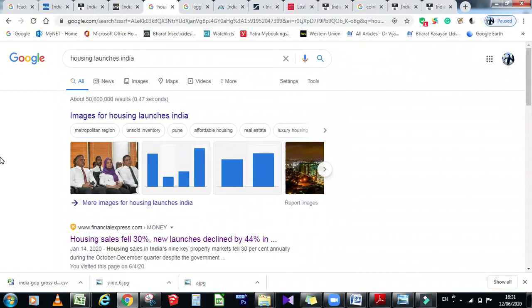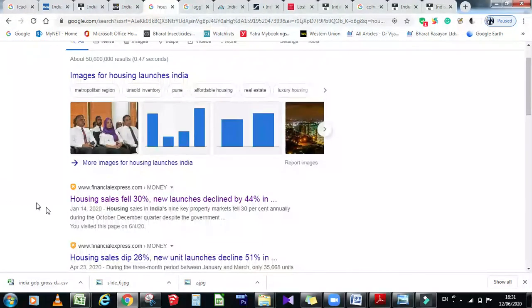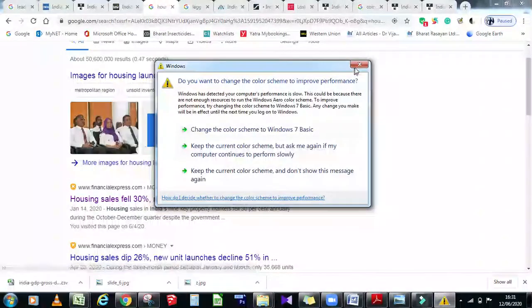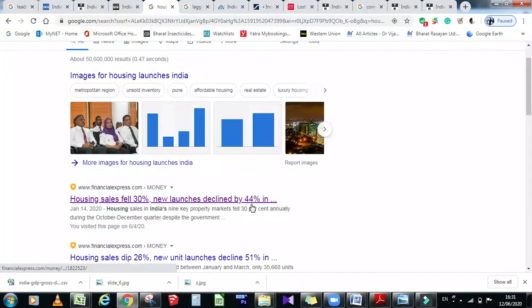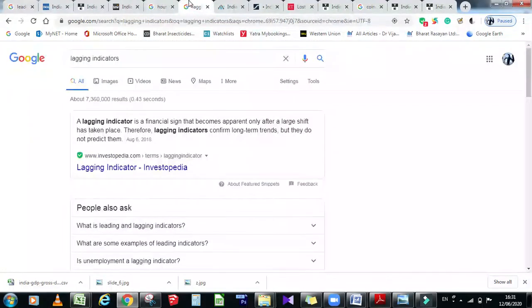But I couldn't find any website that provides the historical numbers, so you have to search in Google. At present, it says that housing sales fell 30%, and new launches declined by 44%, which is a very bad thing. And this is happening in COVID, so it should be happening. But if you know any website which provides such information, you can let me know in the comment box. And then we will go for the lagging section.